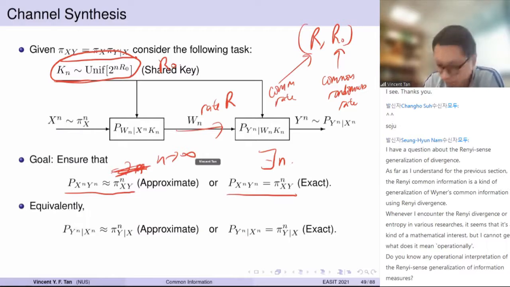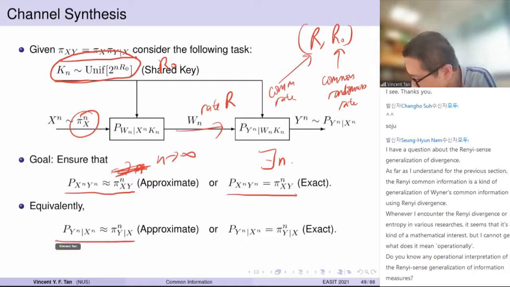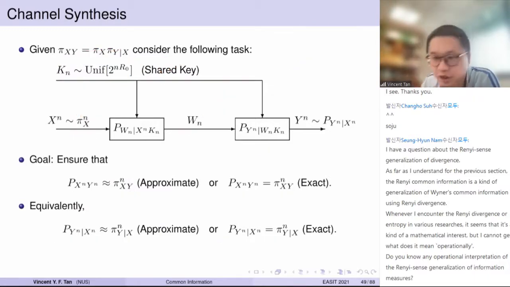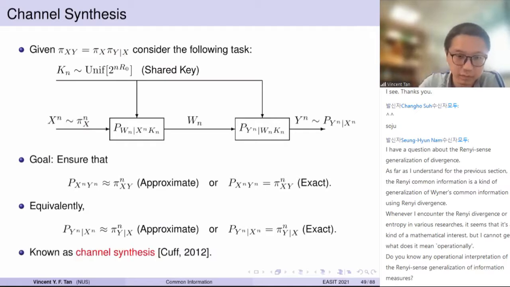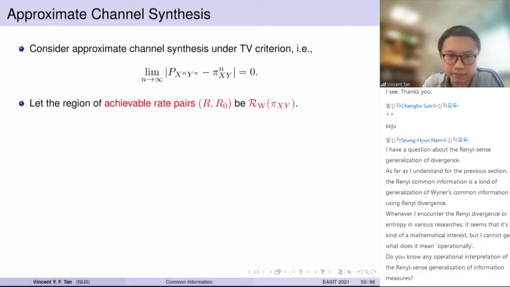Equivalently, because we don't really care about the input source, we just care that the channels are exactly or approximately the same. So this is called the channel synthesis problem. We can consider approximate channel synthesis under any criterion that we like, for example, the total variation criterion. And now we have to consider the region of all achievable rate pairs R0, R, and we can denote this by R Wyner.